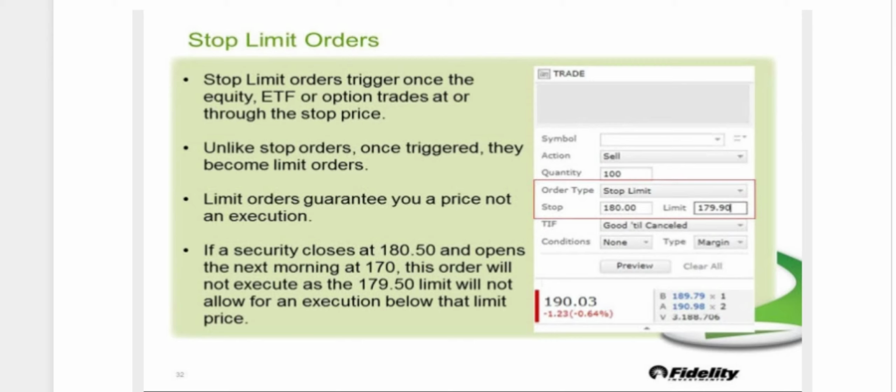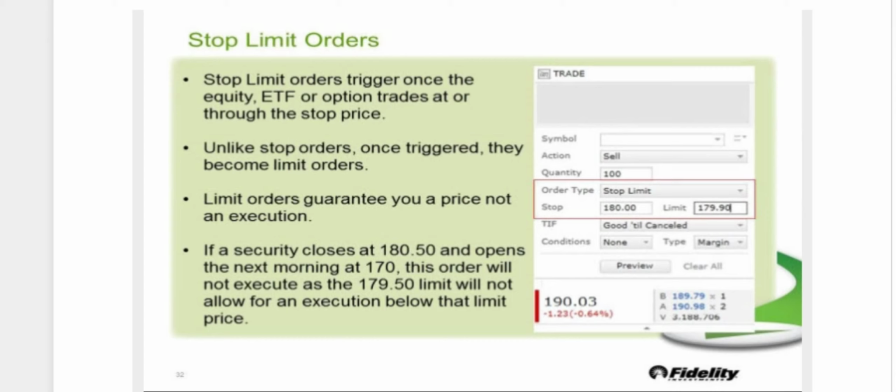I just noticed on the description on the left-hand side, it says 179.50, but it's actually 179.90. Little typo there. But ultimately, what this is saying is if the price goes down below 180, I want this to become a limit order at 179.90. Well, where's the danger there? Well, the good news is you know that the price is going to be 179.90 or better. The bad news is, what if it never gets back up to 179.90? You won't get a fill.